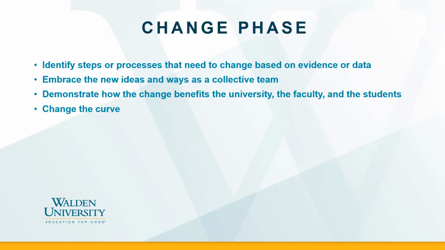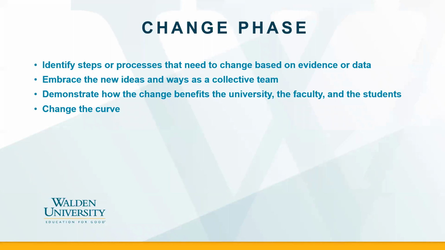So the change phase. I often say this is the hardest part of the process because this is when you are actually on the ground running. So you have to identify steps or processes that need to change based on evidence or data. Being in academia, many of us thrive on data or evidence. We like numbers. We like things that support our cause, that paint a picture for us. And so when you come to your faculty and you say, this process is going to change, or we have identified these steps toward initiating a change, you should do so with data.